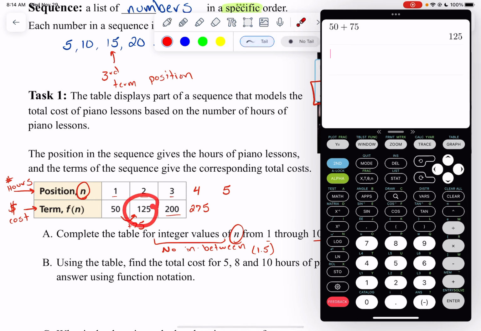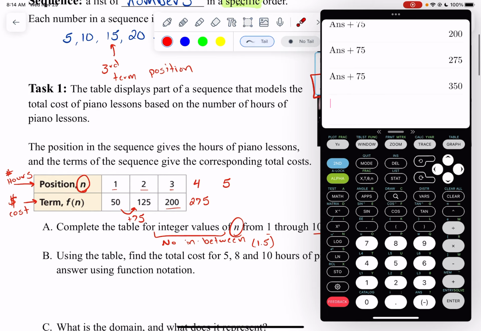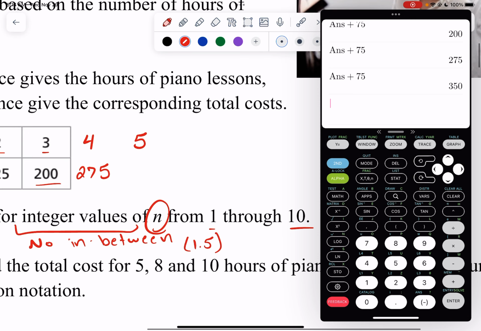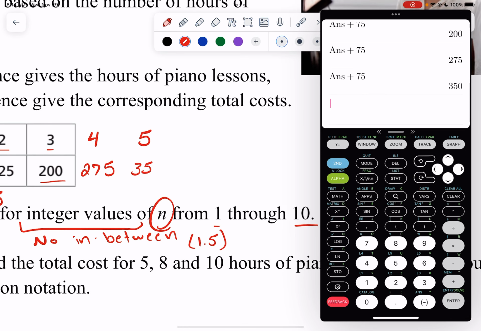There's my 125. Now, instead of hitting 125 plus 75, I'm just going to hit plus 75. So what that does is this right here, ANS, takes the previous answer and adds 75. So that gives me the 200. If I just keep hitting enter, it's going to just keep taking that previous answer and adding 75. So my next one's 275. My one after that would be 350. So we'll go ahead and mark that down as 350 for the 5th term.